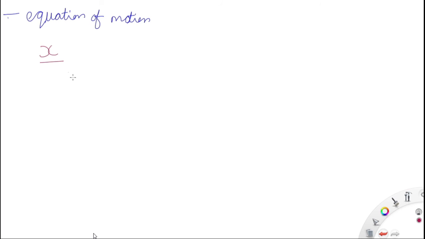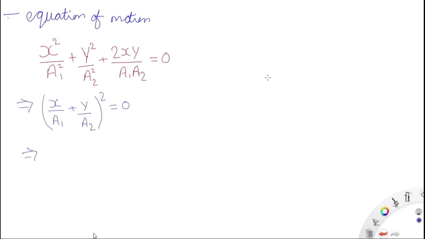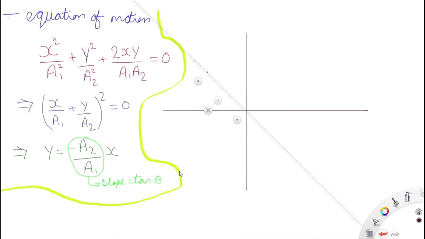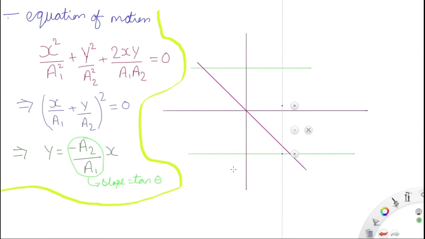Equation of motion is x square by a1 square plus y square by a2 square plus 2xy by a1 a2 is equal to 0. So this can be resulted into this. So this will give you a negative slope, so theta will be from the clockwise side. You have to take the minimum theta. So theta is clockwise.